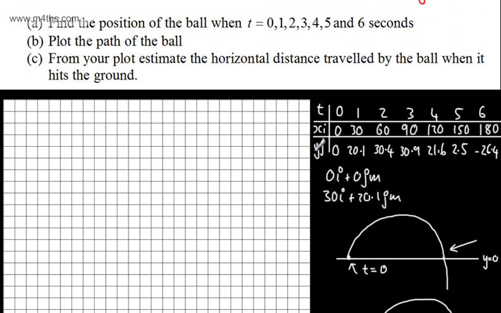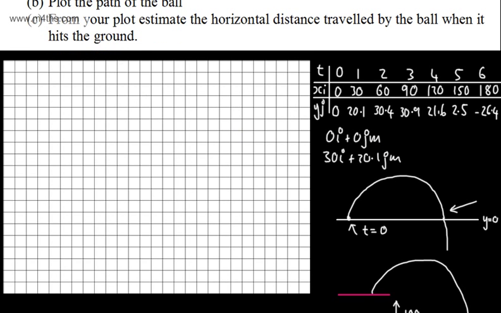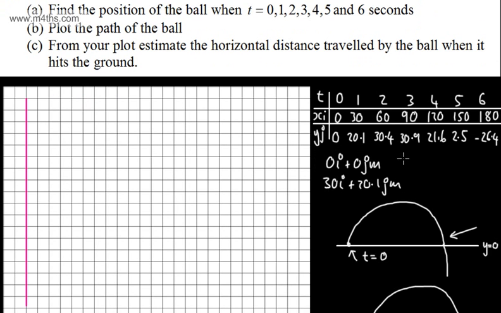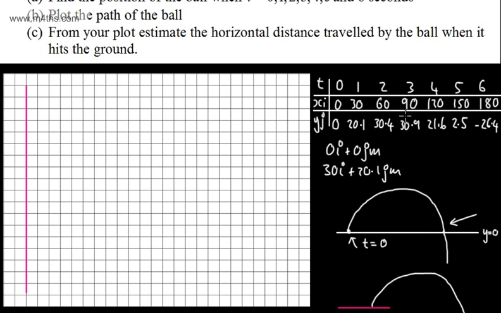Right, so let's go ahead. So you would write these out as, say, 30i plus 20.1j, 60i plus 30.4j meters. I'm not going to write them all out as I'm running out of space. So let's go ahead and plot this. We'll plot this, I'll put it on here. So what we're going to have is the following. And let's look at a scale. We need to go up to 180 and then from negative 26.4 to about 31. So let's have a go at that and we'll see how well this goes.